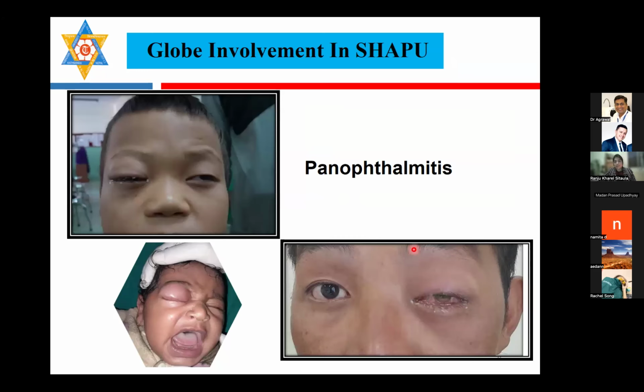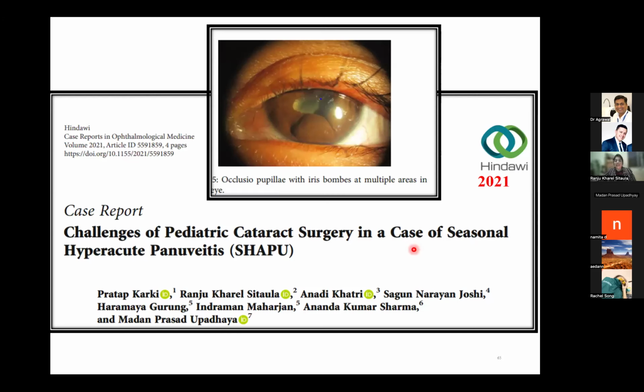We even had cases where the patient of SHAPU presented with panophthalmitis. Now, what do we label them? Seasonal hyperacute panuveitis with panophthalmitis, or what to say? So the disease is expanding in geography. It is expanding within the eye also. So these are the challenges, and many times when we undergo vitrectomy in these patients, we need to do lensectomy for a clear vision. And in children where we are keeping primary intraocular lenses, they are coming with more complications. So we advise avoiding primary IOL implantation in a child with SHAPU who undergoes lensectomy along with vitrectomy.